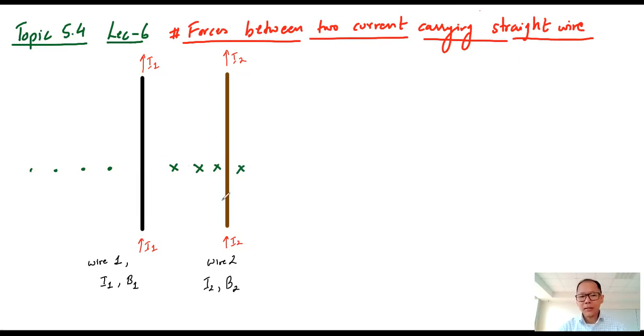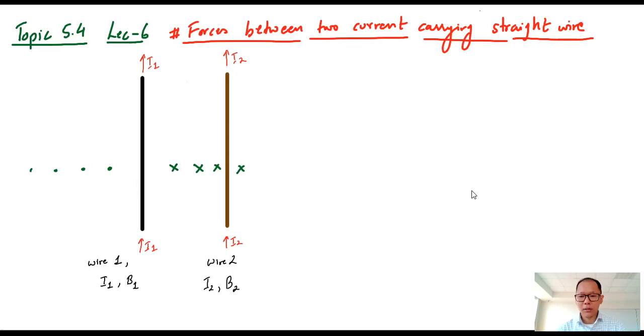Now you can see that wire 2 is in the vicinity of, or let's say in, the magnetic field that's produced by wire 1. Which means, we also said that if a current carrying wire is in a magnetic field, then that wire will experience some force. So let's look at the force.